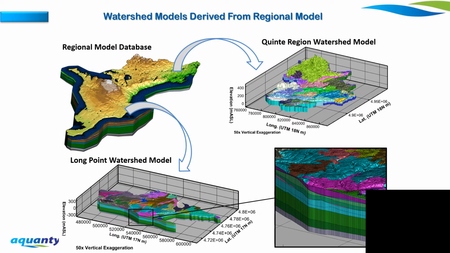The two watershed models that we're looking at were carved out from the regional model database that we constructed previously. Both of the models in this project carry the hydrostratigraphy that was developed for the regional scale model, including all the subsurface layering, and the initialization for each of the watershed models carries the same permeability maps and spatial distribution that we had in the regional model database.